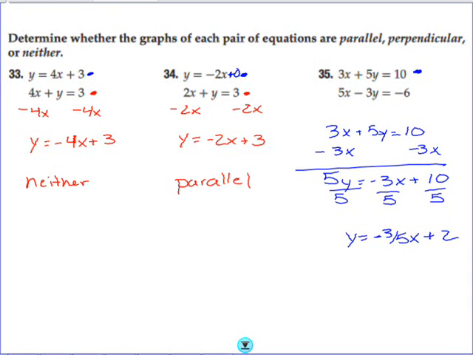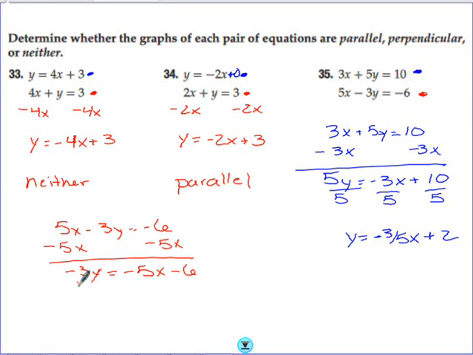Then let me get my red pen. Now we're going to do this one. I'm going to do it over here so I have room. 5x minus 3y equals negative 6. Subtract 5x from both sides. Negative 3y equals negative 5x minus 6. Divide everything by negative 3. So y equals negative 5 divided by negative 3 is positive 5/3 x. Negative 6 divided by negative 3 is positive 2.